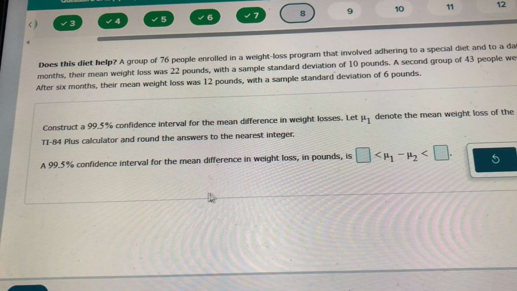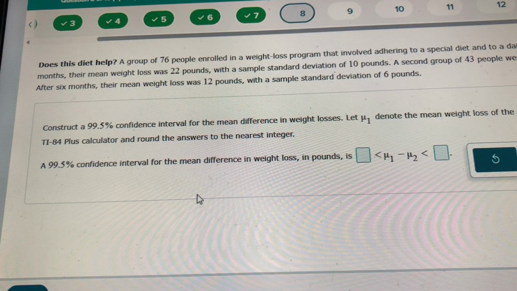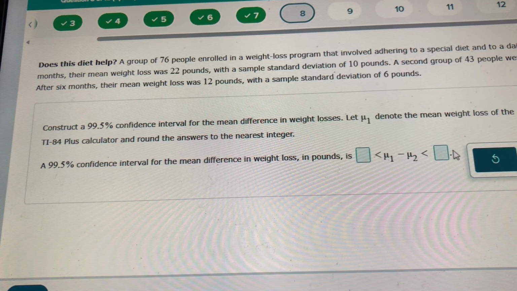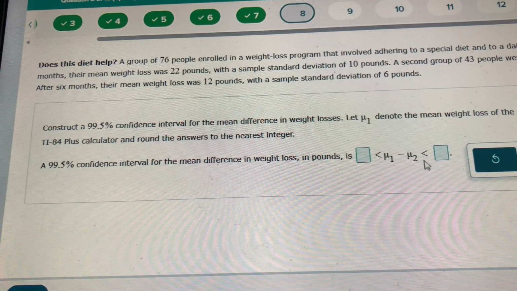Okay, you can also do confidence intervals for these things. So notice here there's a double box waiting for a confidence interval. And it's mu1 minus mu2, so we're back to doing means. This is a difference between means.